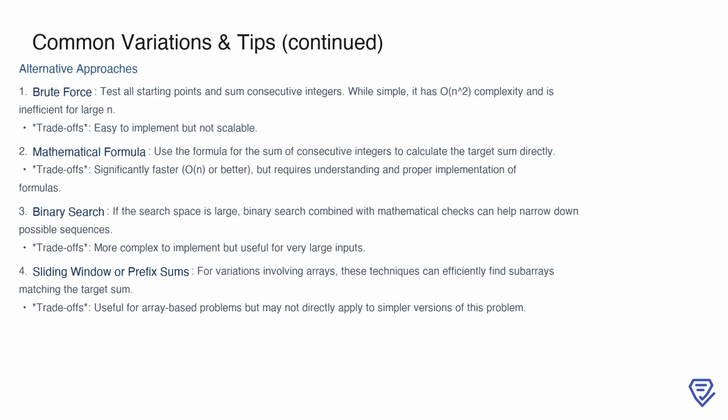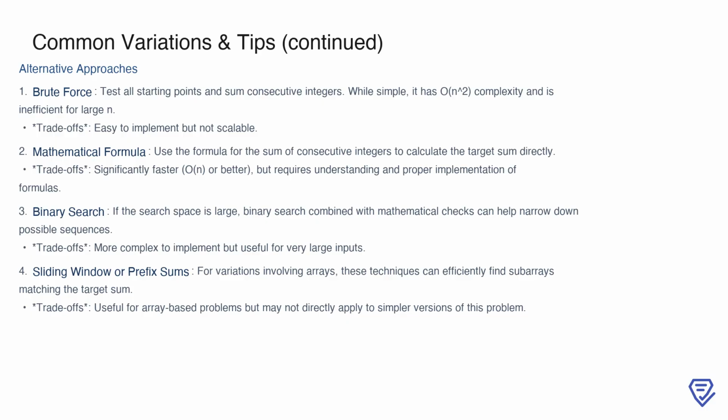When it comes to solving this problem, there are several alternative approaches to consider. A straightforward option is brute force, where you test all possible starting points and sum consecutive integers. While simple to implement, this method has a time complexity of n squared, making it inefficient for large values of n. A more efficient alternative is using a mathematical formula to calculate the target sum directly.